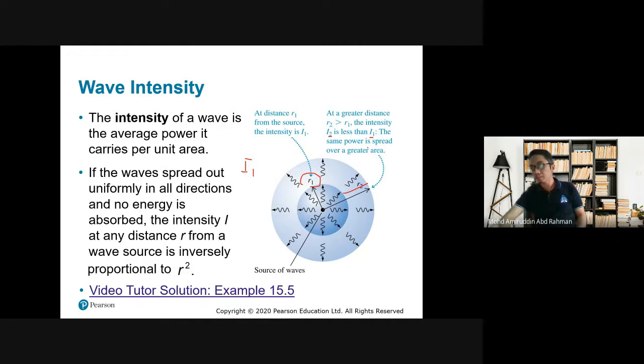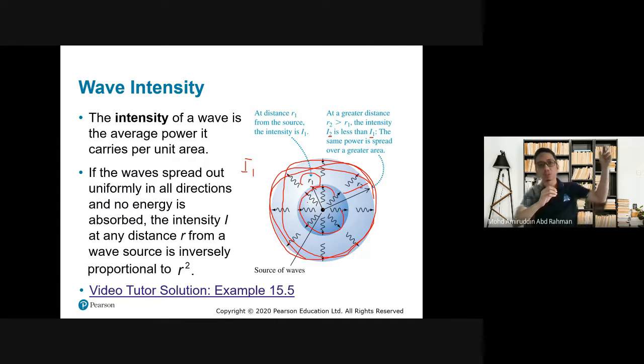Meaning that intensity is related to power, where it's spread over a greater area. This is the greater area that is spread out, and this is the small area. So you see R1 and R2. R1 is from the source to that distance, and R2 is from the original source to the distance further outside. So the intensity is inverse to that.